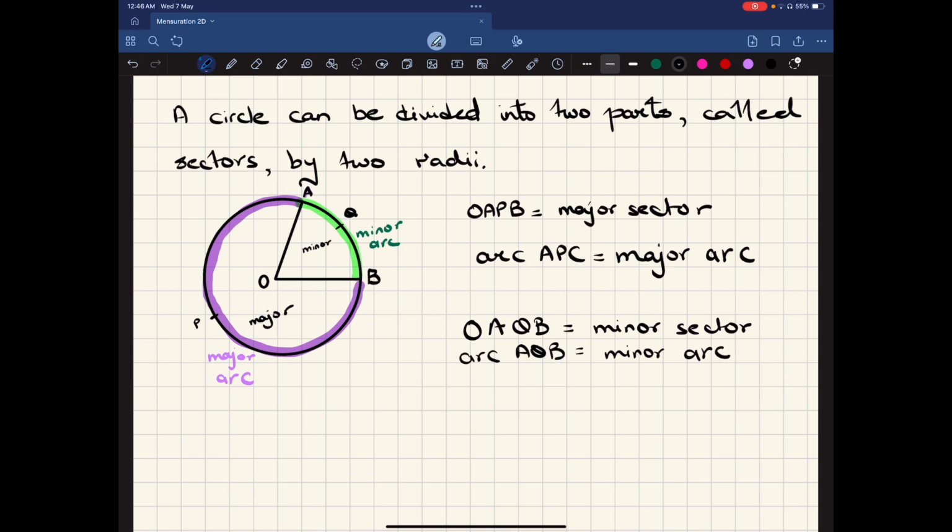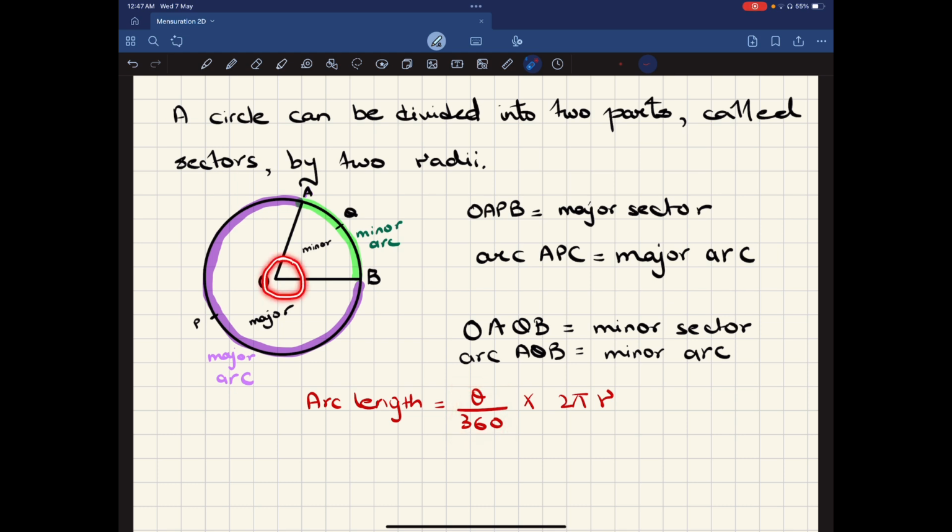Okay, now what are the formulas? You need to memorize the formulas for calculating the arc length and the area of sector. The formula to calculate the arc length is very important. Arc length is theta over 360 into 2 pi r. Okay, so see, what is the formula for calculating the circumference of the circle? It's 2 pi r. Arc length is part of the circumference. How much part? Theta over 360.